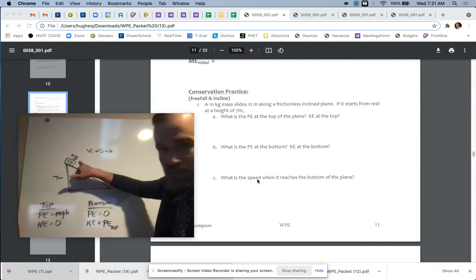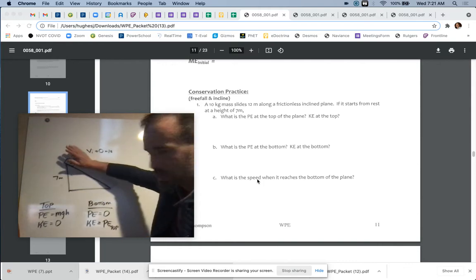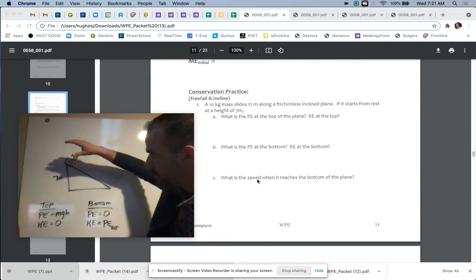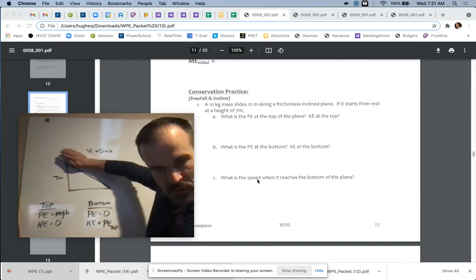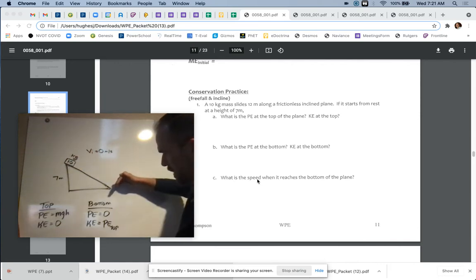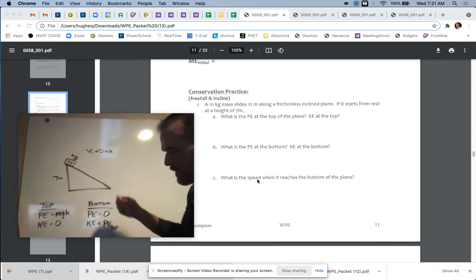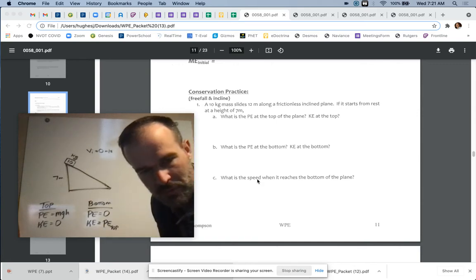We have a mass up high. I just put VI as 0, meaning it's not moving up here. So we do these where you could have movement at the top, but a lot of times you're really just not moving. It's all potential. Then it slides down to the bottom and it loses all of that height and it gains velocity, just like my little ramp demo, trading height for velocity.